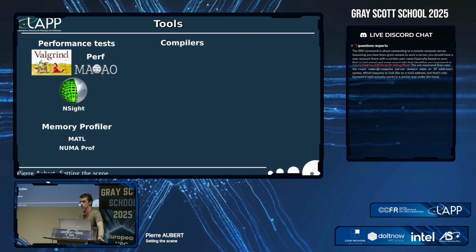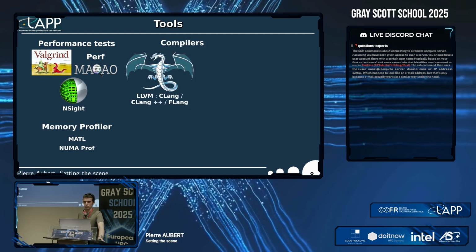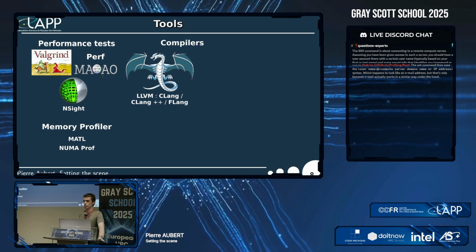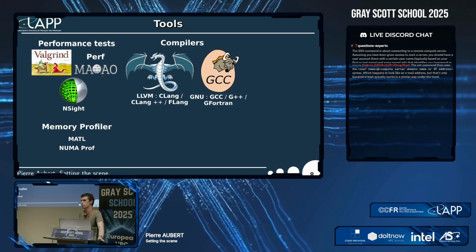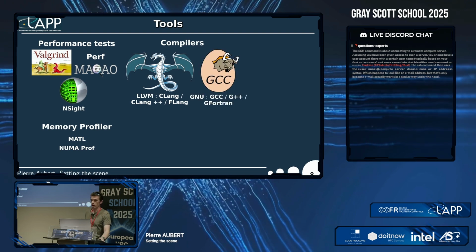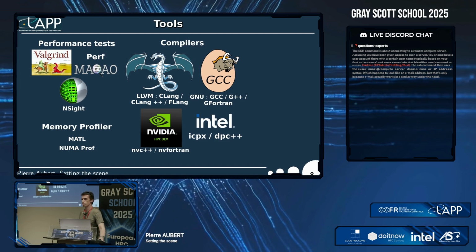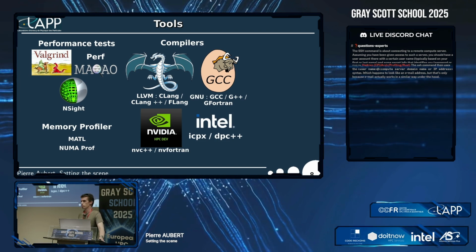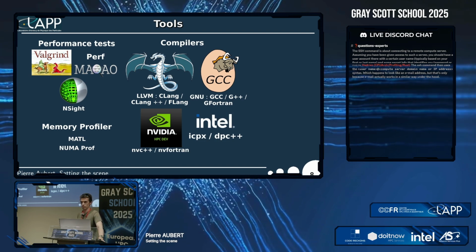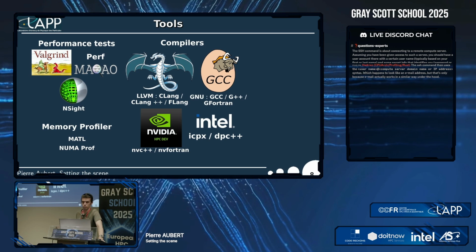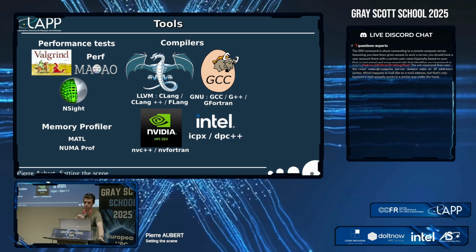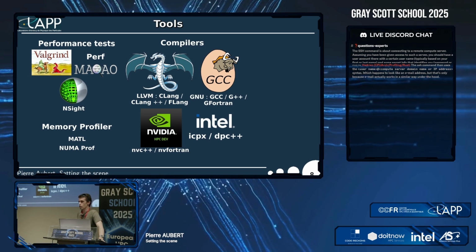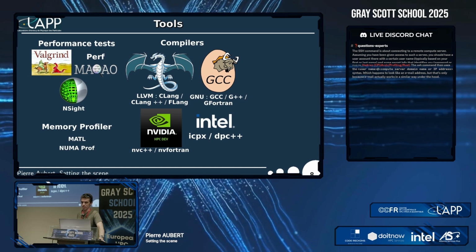Then the compiler. So of course, do not choose a compiler, pick them all. So LLVM with Clang, Clang++, Flang, and GNU with G++, GCC, GFortran, and of course NVIDIA with NVC++, NVFortran, and NVCC, and Intel with ICPX or DPC++. So try them all and pick the best one. Choose one, and of course, if you choose one, you are wrong because you have one chance over 12, so it's difficult to pick the right one.